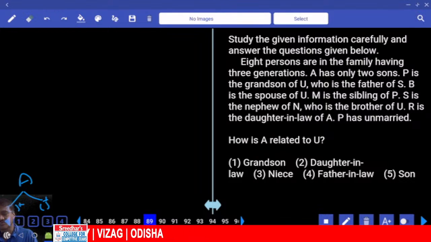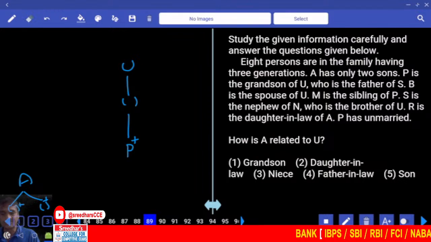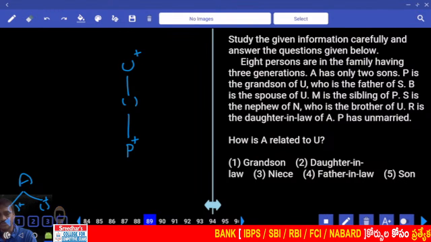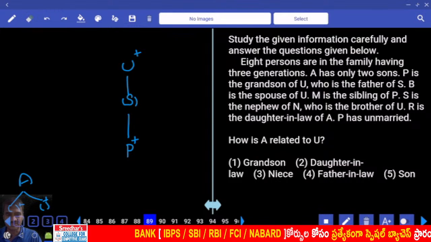Now A is having only 2 sons. P is the grandson of U. P is the grandson of U means U must be under the first generation. Isn't it? Now P is the grandson, P is a male. U who is the father of S. Now U is the father of whom? U is the father of S. Can you take S at this place or not? One such possibility, S is here.